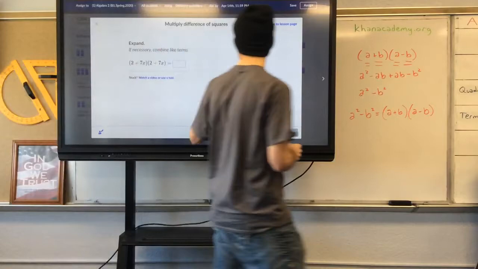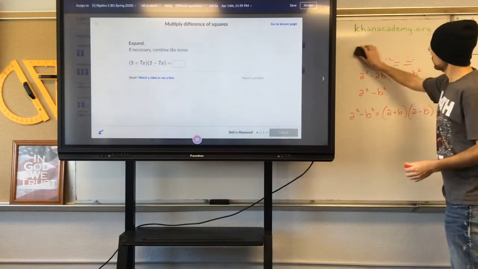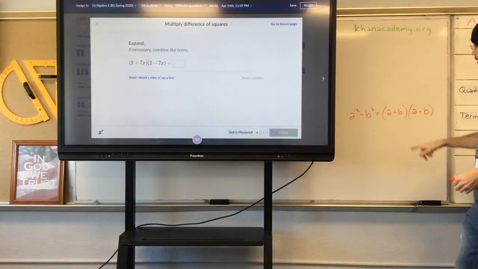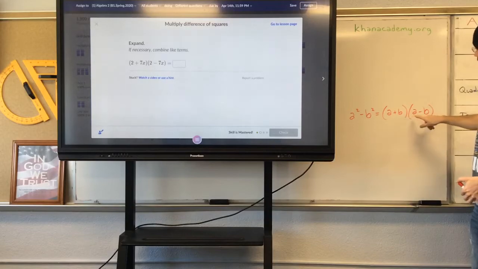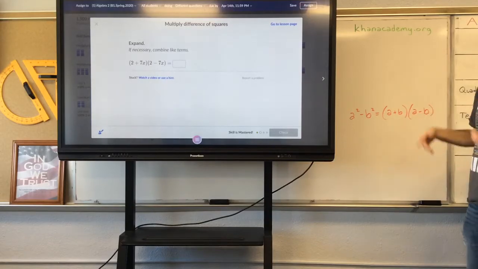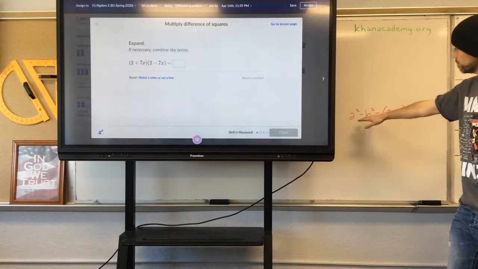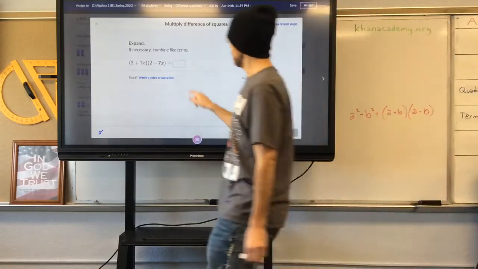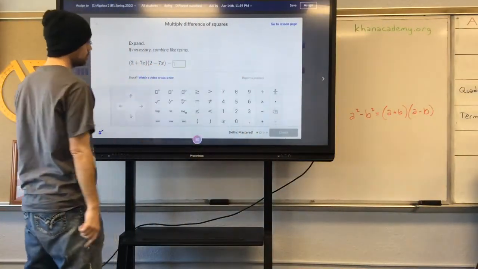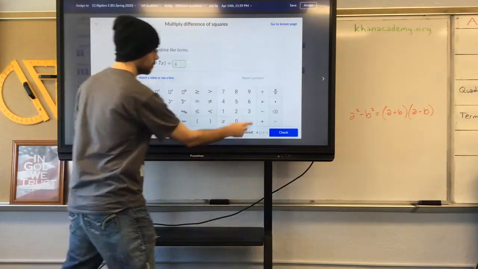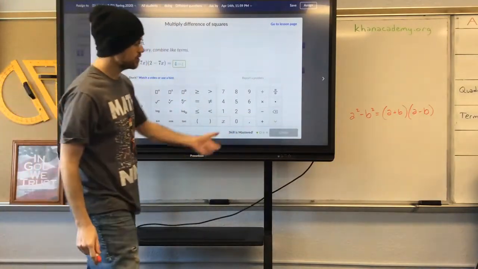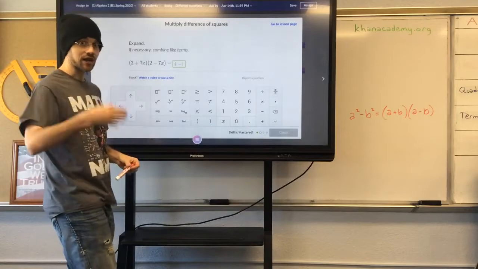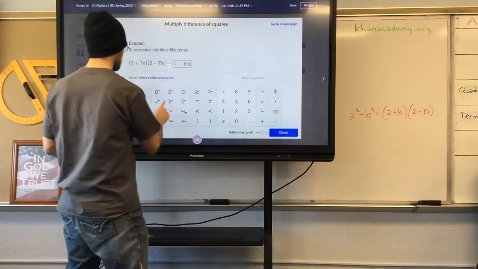In our next problem, we've got 2 plus 7x times 2 minus 7x. So we have something plus another thing times the same something minus the other thing. Okay, that means this is going to end up being this pattern. The first number squared minus the second number squared. Well, the first number is 2, so when we square it, we get 4. Then we're going to subtract because it's the difference of squares. And we're going to square our second term. Second term is 7x. 7x times 7x is 49x squared.